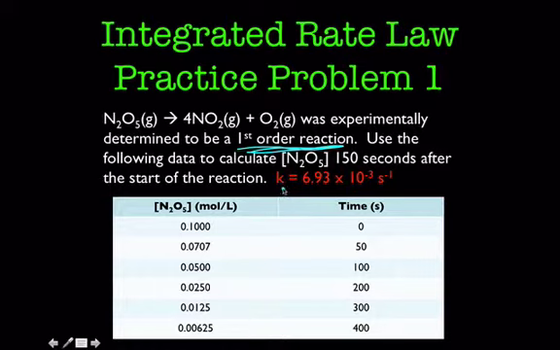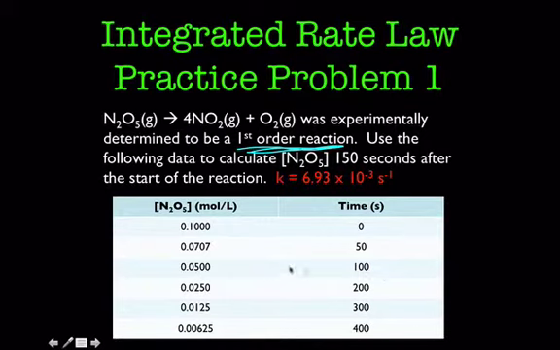So we wouldn't be able to do this with the differential rate laws because they deal nothing with time. With the integrated rate laws, though, we're able to deal with time and figure out the concentration as time goes on. So using this information, and they gave me the rate constant right here, we're going to use the integrated rate law for a first order reaction, and we're going to solve for the concentration after 150 seconds has gone by.